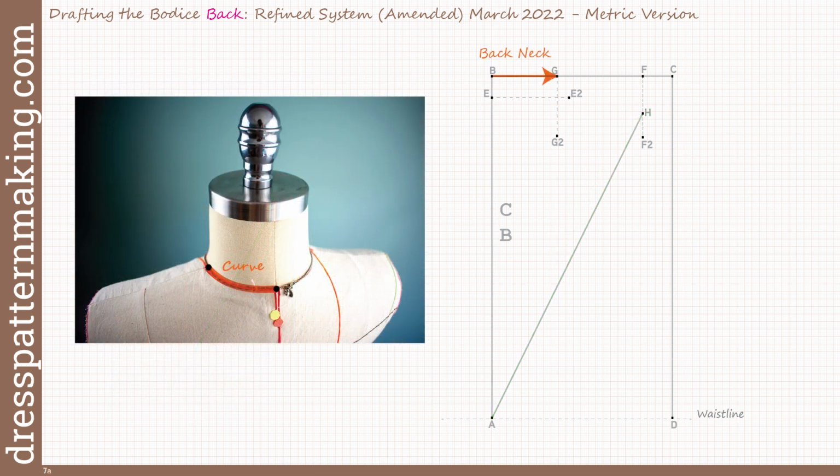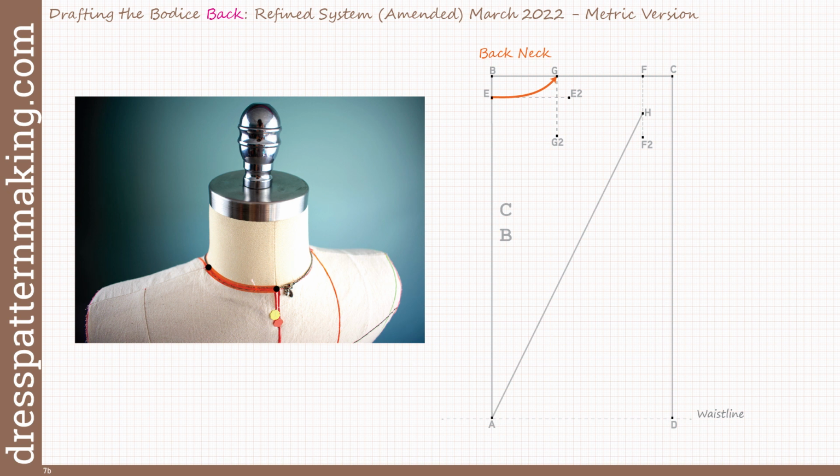Now a few slides back, we marked the back neck measurement from B to G. Now the issue is that we've taken the measurement of a curve, and if you look at Dee on the left, the curve is from the centre back neck to the high neck point, and we're plotting it on the block as a straight line. So let's look at the next slide to see what the problem may be for some people.